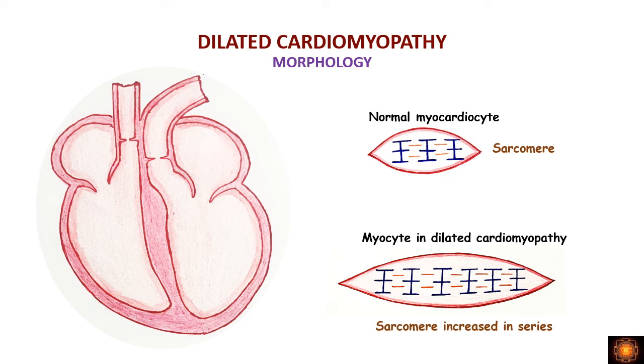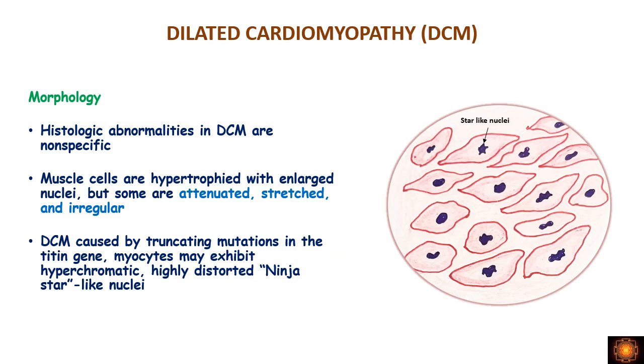Now when we see the myocardiocyte, the change is that the length of the myocardiocyte will increase because the sarcomeres present in the myocytes are increased in series. Instead of increasing in thickness, they increase in series so that the length of the myocardiocyte is increased. Histologically, we have stretched cardiomyocytes. But later on, because the systolic function is not normal, in order to compensate, the heart tries to become hypertrophied. So we can have muscle cells which are hypertrophied with enlarged nuclei.